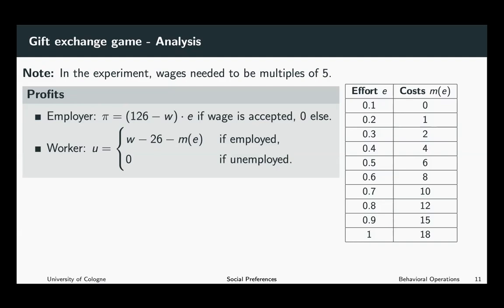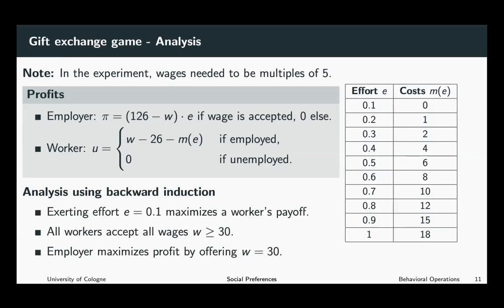For the worker, if a worker remained unemployed, the profit was just 0. And if the worker accepted an offer, then the profit was the wage minus 26 minus the effort costs. On the right-hand side of the screen, you can see the effort cost function. So the worker chose an effort level between 0.1 and 1. When the chosen effort level was 0.1, the worker had to exert no costs. And if the worker chose to provide effort level of 1, the costs were 18.